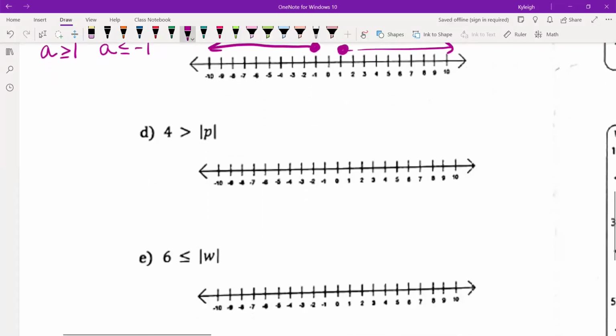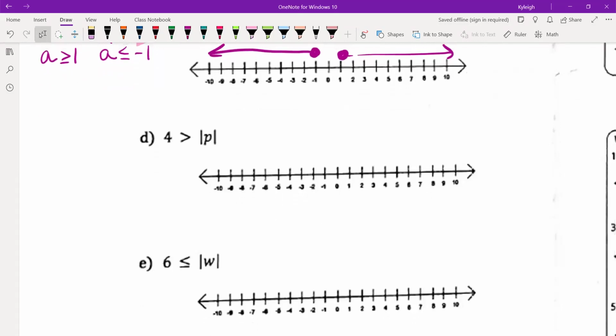What's a little different about D is that the variable isn't first. And we talked about that in the last topic, that the variable has to come first. So we need to rewrite this where we flip these first. So it's really the absolute value of P is less than 4. And then we're going to take that and just do the two broken up things. So P is less than 4, P flip this, and make this a negative. And then you just graph them.